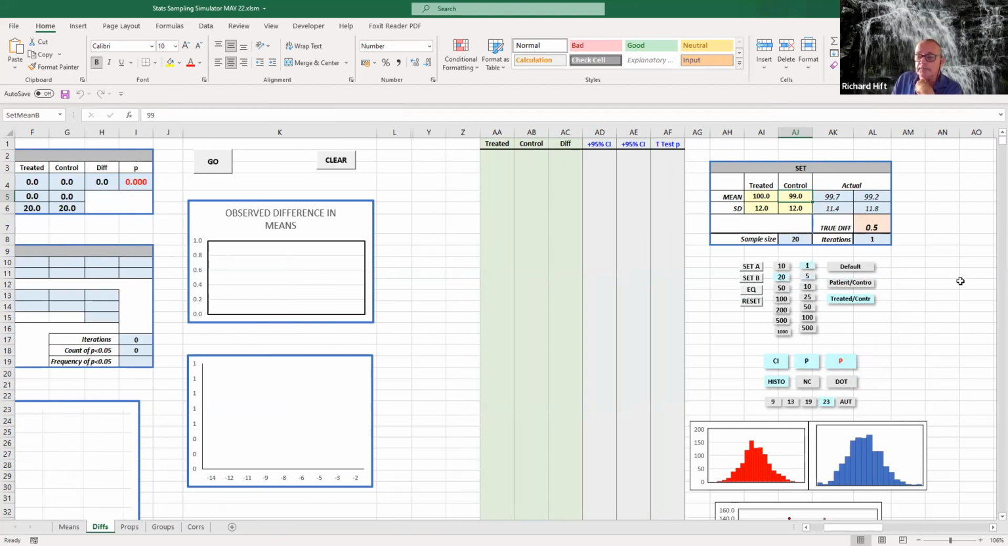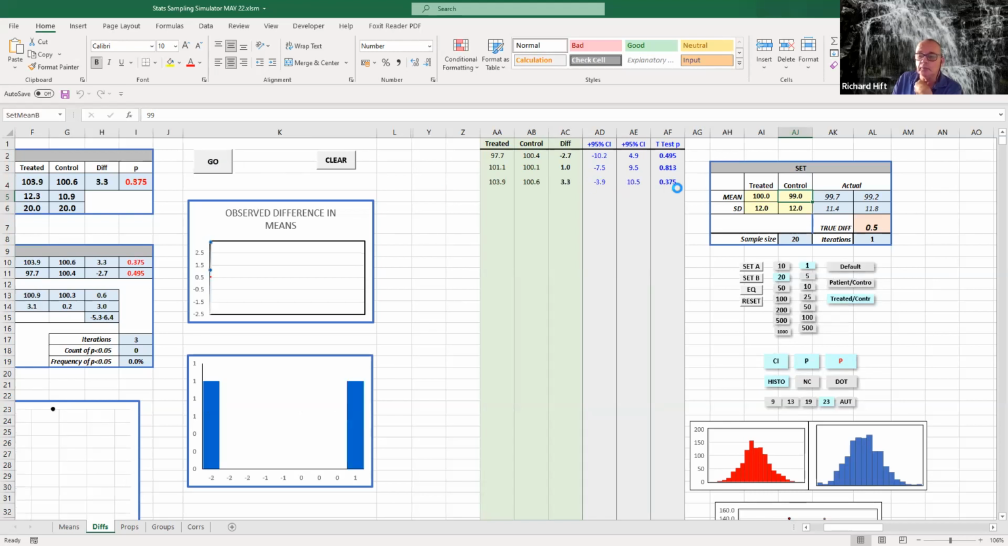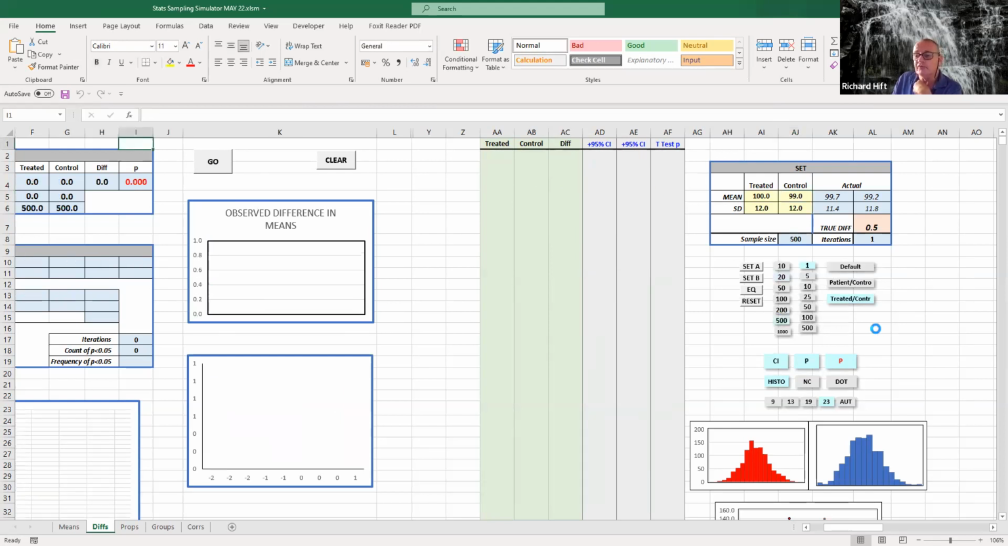So let's take a sample size of 20 from each group. Okay, the values I picked up was 97.7 for boys, 100 for girls, in fact, the wrong way around. And the t-test P was 0.495. If I did it repeatedly and repeatedly, P equals 0.813. P equals 0.375. I'm not showing significance.